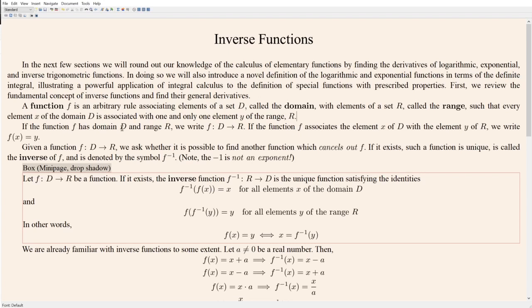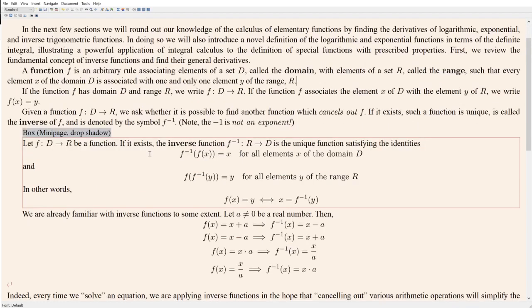So if a function f has domain D and range R, we write this f colon D right arrow R. That's just a shorthand notation for a function together with its domain and range. And if a function f associates x with y, then we write f of x is equal to y. So this is just an abstract way of looking at things.